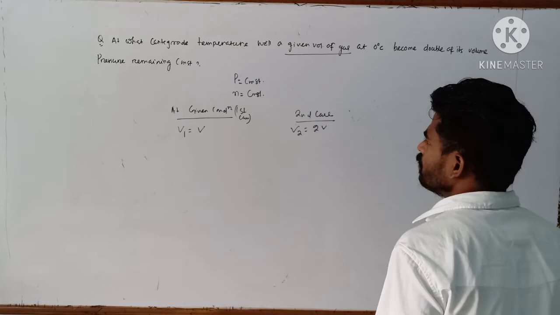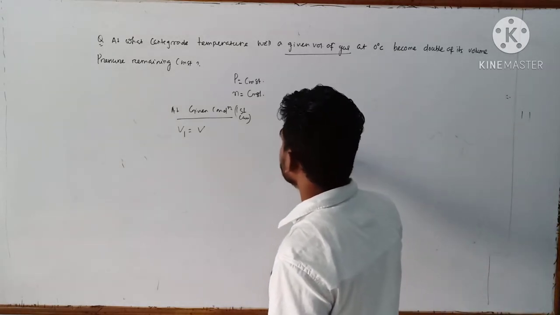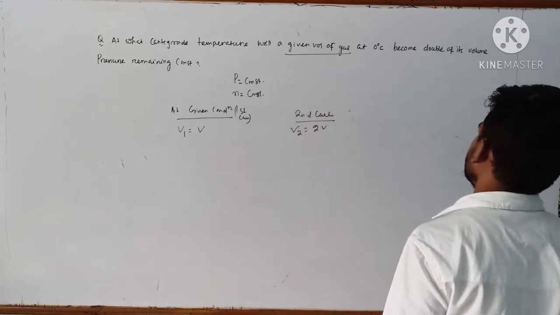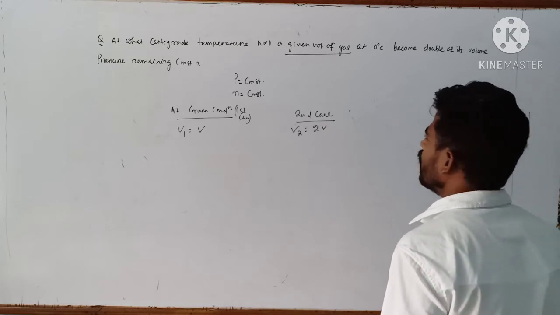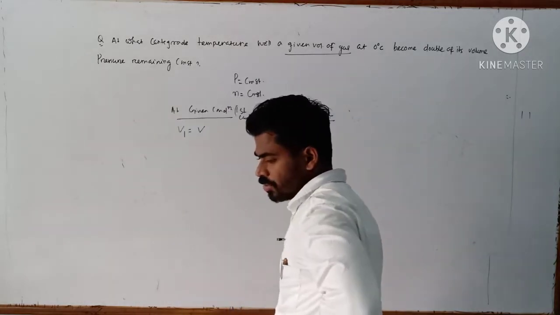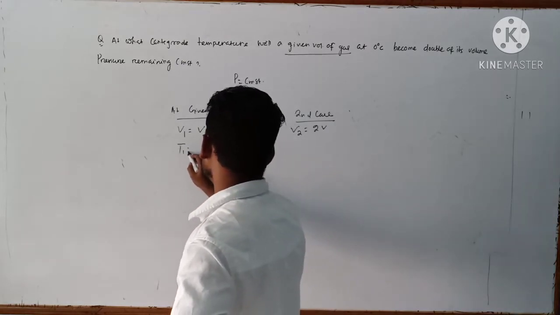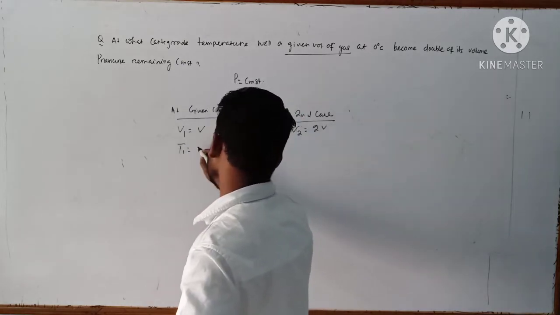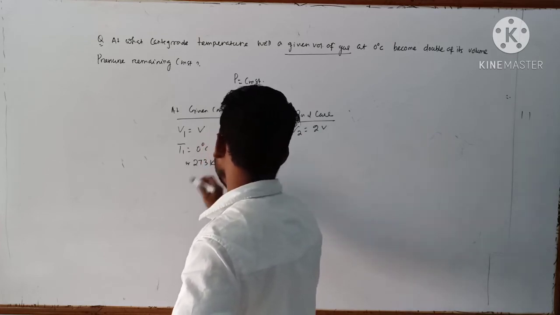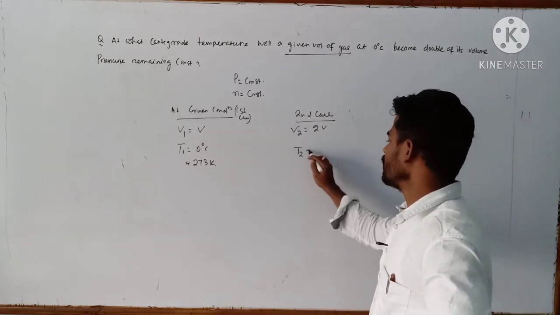At what centigrade temperature will a given volume of gas at 0 degree centigrade become double of its volume, pressure constant? That means V2 becomes 2V and T1 is given as 0 degree centigrade, or you can say 273 Kelvin. It asks at what centigrade temperature, that means here T2 is equal to how much?